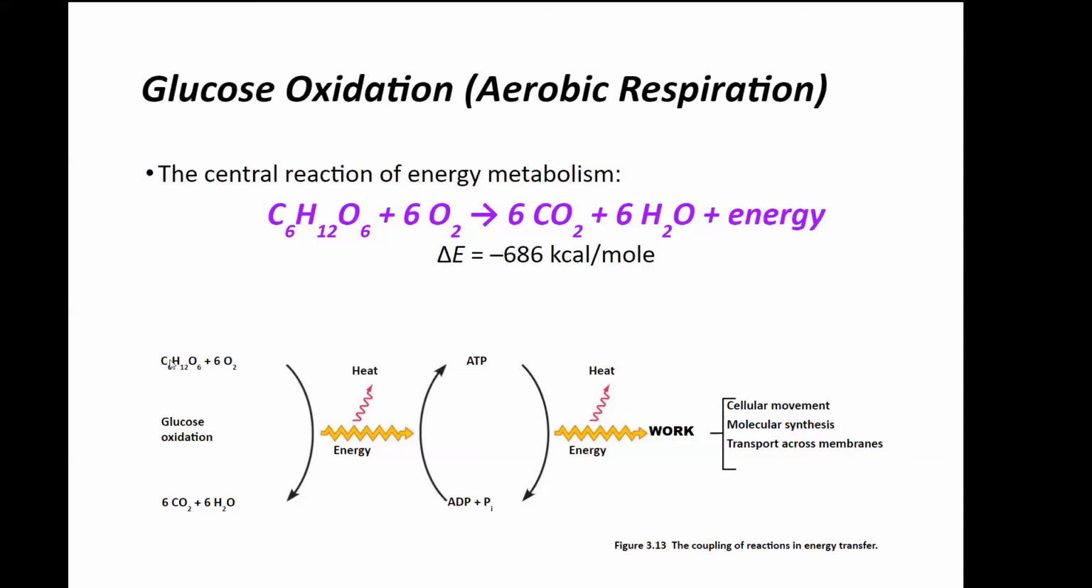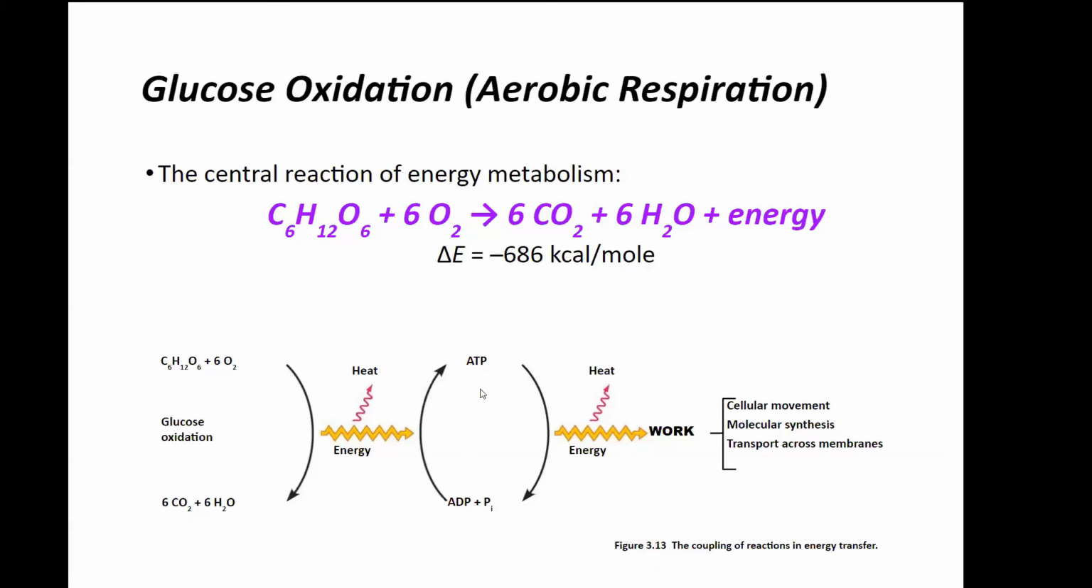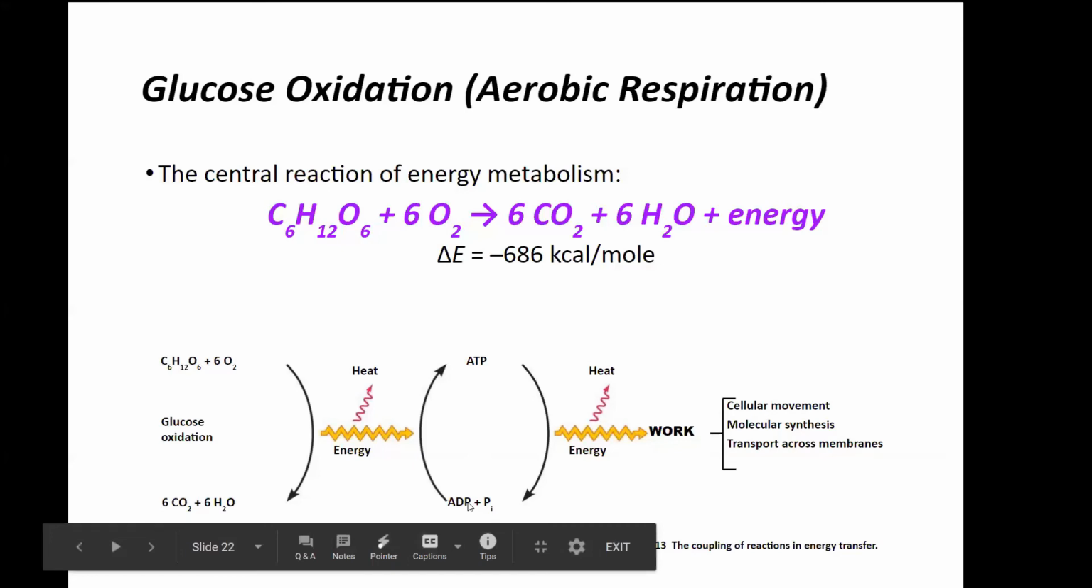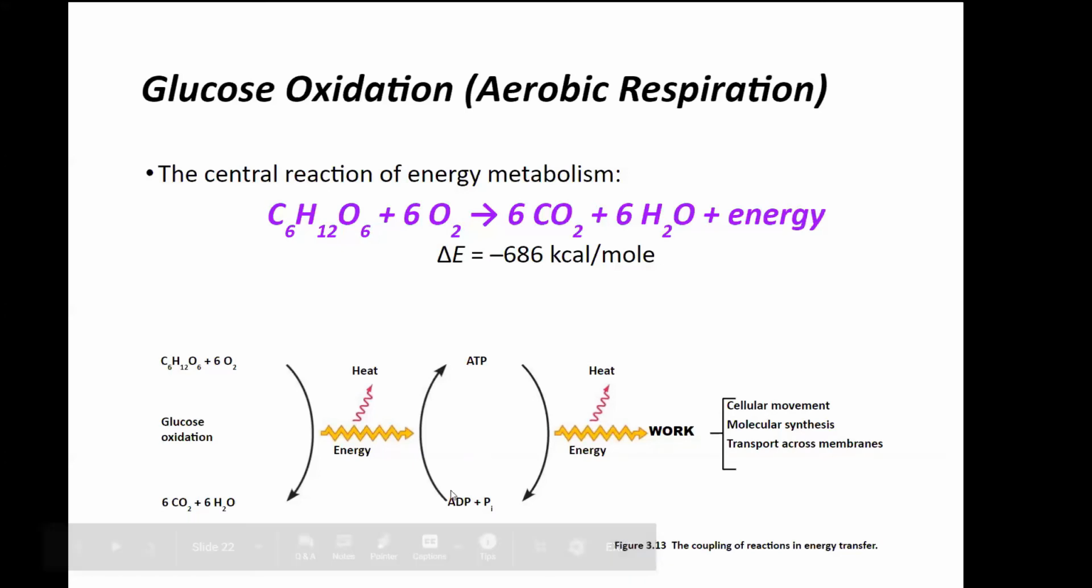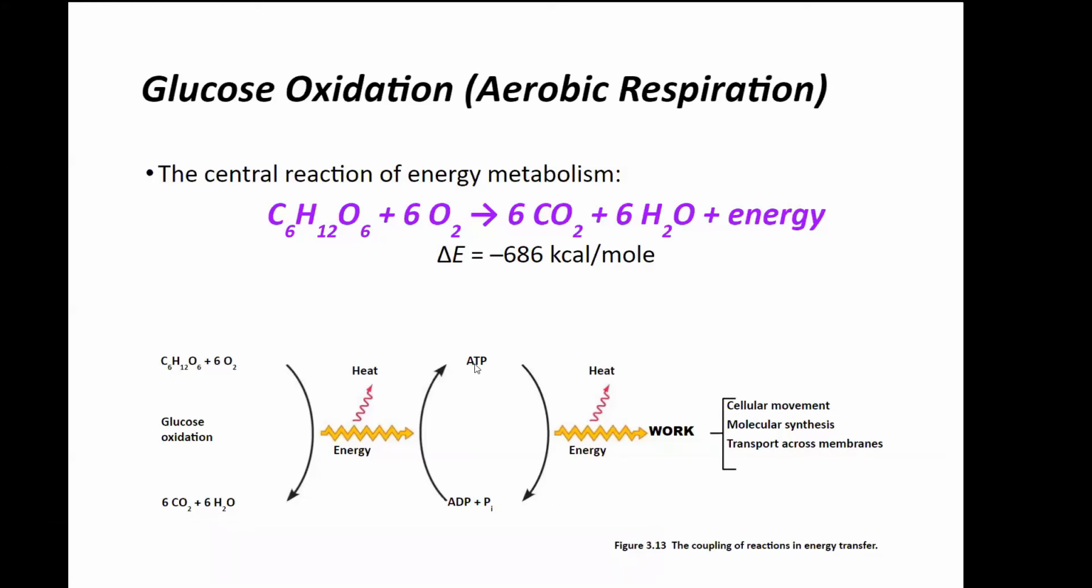We can see that we're breaking down our glucose, adding in oxygen, getting out carbon dioxide and water here. We're going to release some of this energy as heat, but most of the energy that we get from breaking the bonds in the glucose is going to go into the conversion of ADP, or adenosine diphosphate, into ATP, adenosine triphosphate. Remember that those were two of the nucleotides that we talked about.